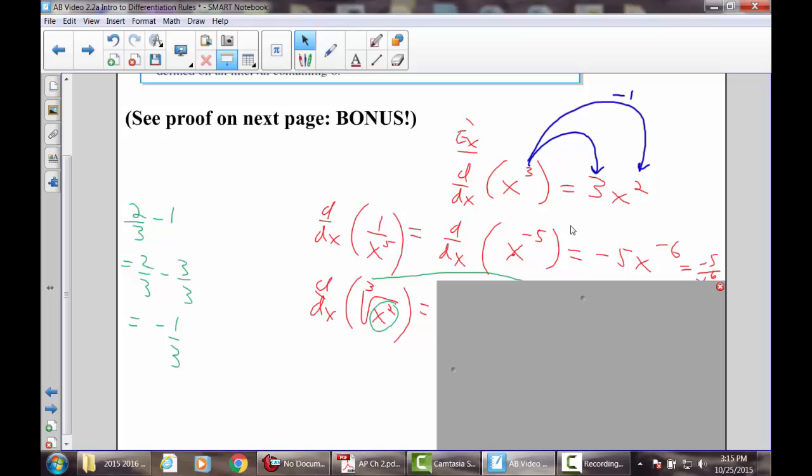The exponent comes in front, and then you subtract 1 from the exponent. Be careful, because negative 5 minus 1 is negative 6. You could rewrite the answer with a positive exponent. You don't have to. Here's another example.